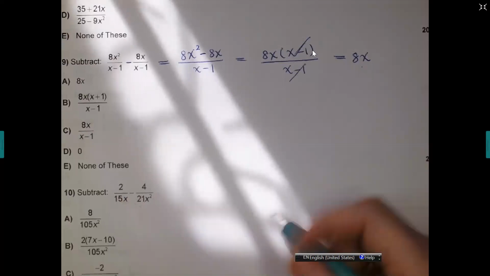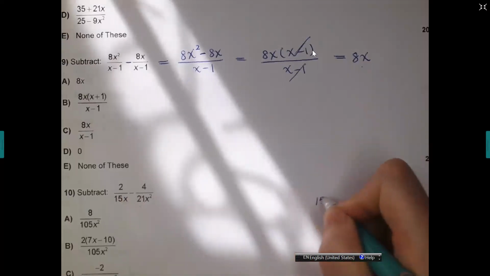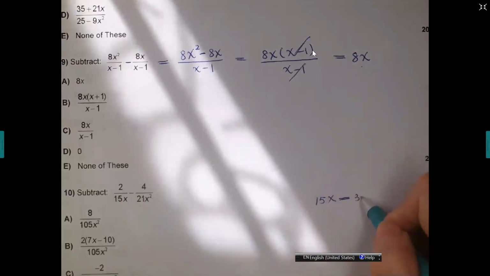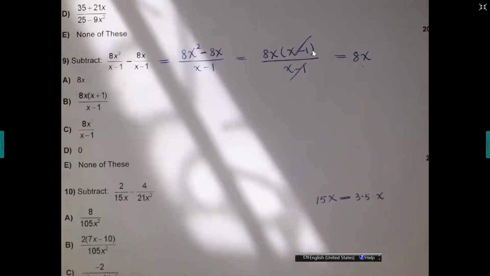So go to the scrap paper here, write down the two denominators. 15x. Okay, we know 15 can be factored. So factor both of the denominators. 15 equals 3 times 5, and then x is x. So 15x equals this. 21x squared equals 3 times 7 times x squared. So factor, even though they're monomials, the coefficient part can be factored. So factor the denominators respectively.